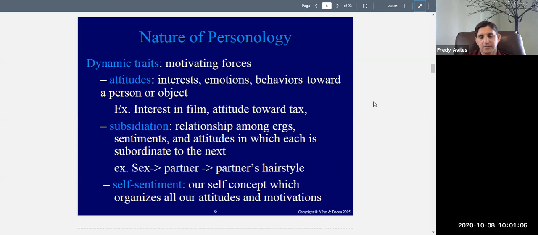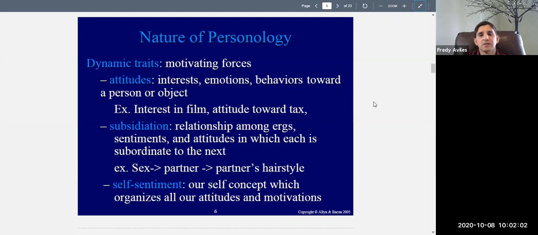And then that drives how you feel about your partner's hairstyle, which would be more of an attitude: that you like his or her hairstyle, or maybe you dislike it. You're more likely to like it because it's your partner, because the way you feel about your partner affects how you feel about their hairstyle. So sex is the biological thing that motivates you to find a partner, and you feel a certain way about that partner. That's the sentiment. And because you feel that way about your partner, if you like your partner, you're probably okay with their hairstyle. That might have something to do with why you're attracted to them in the first place. And when you meet people who are similar to your partner, you're more likely to find them attractive, maybe because they have the same hairstyle or look similar in some way.